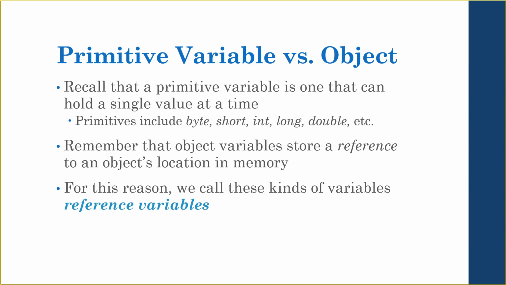I want to refresh on primitive variables versus objects. Remember that primitive variables are variables that can hold only one value at a time, right? Byte, short, ints, booleans, all of those things are primitive variables. Object variables, if you remember, store a reference to an object's location in memory. And we call those reference variables, just to remind you that that exists.